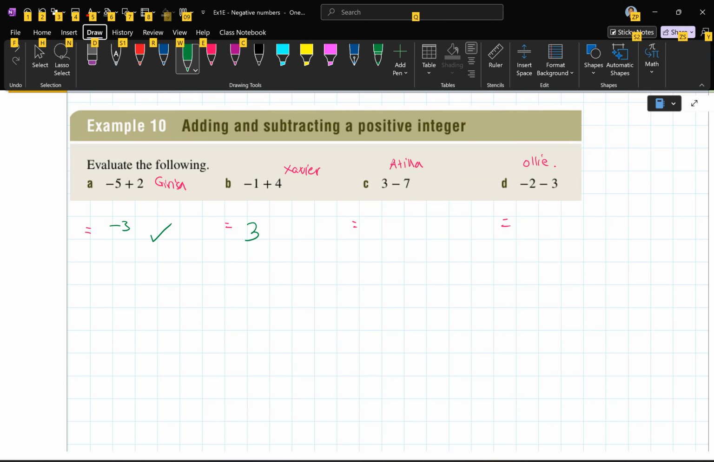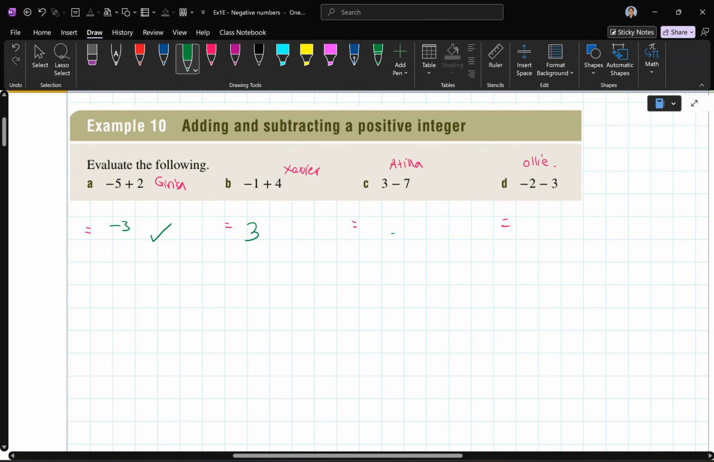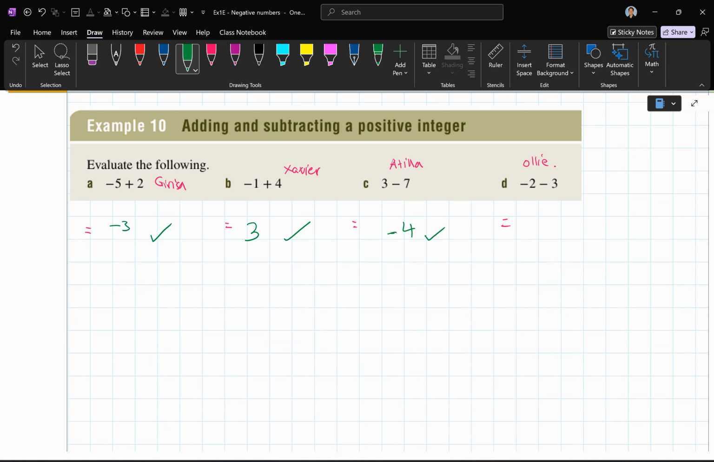Here we go. Attila, what did you get for 3 minus 7? What was your answer? Negative 4 is correct. Give yourselves a tick if you got them correct. And your last one, Ollie. Negative 5, beautiful. You guys are outstanding stars.